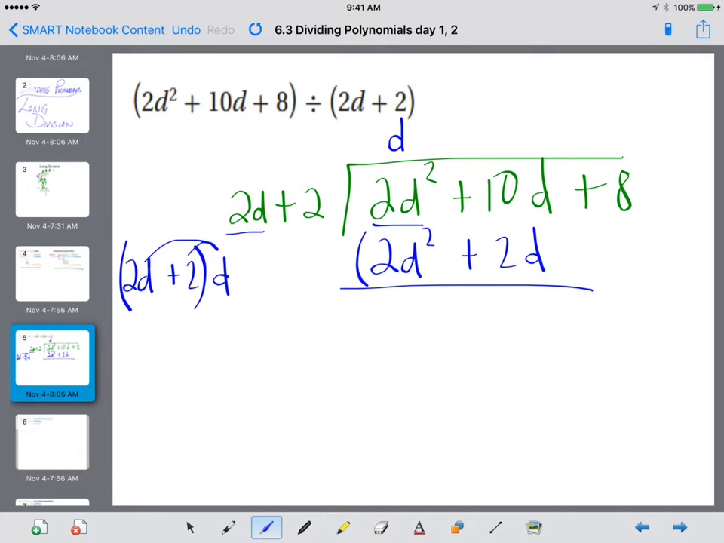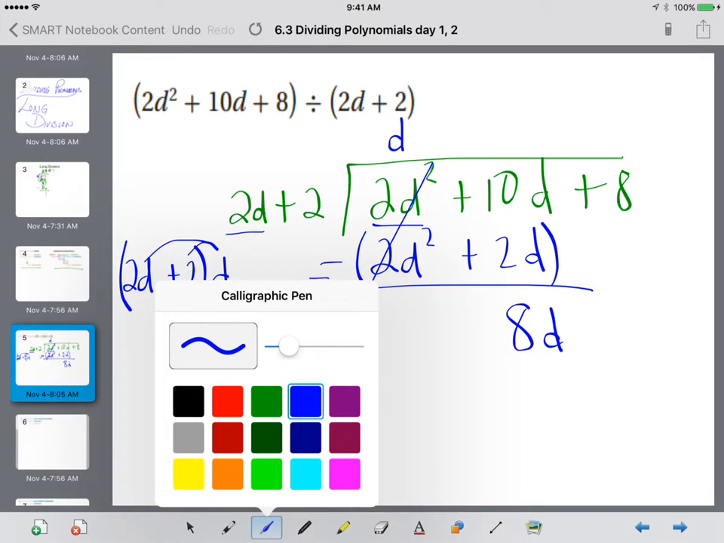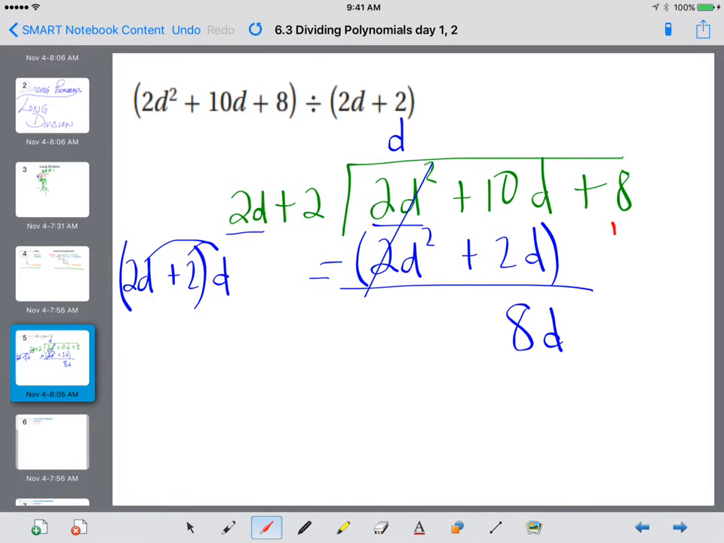So when I do this, I always put parentheses here. We're going to subtract. And this is exactly what we want. We want 2d to the second power minus 2d to the second. That cancels out. Now we've got 10d minus 2d. I'm left with 8d. For our next step in this problem, we're going to bring down the 8. And now our goal is to eliminate 8d.